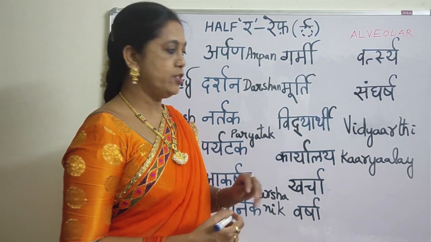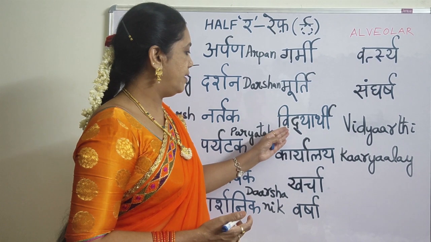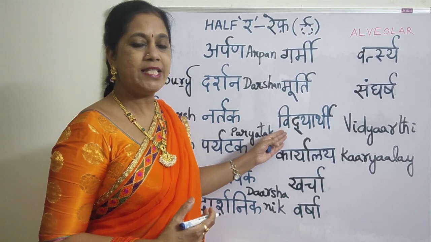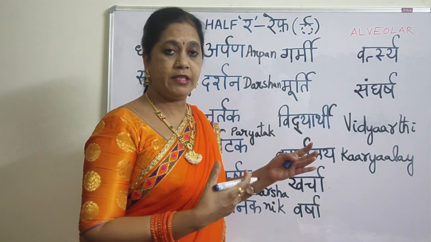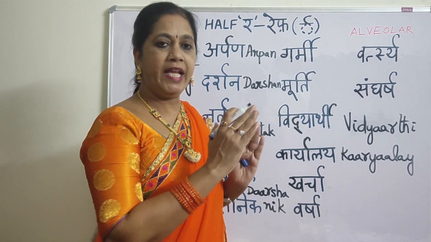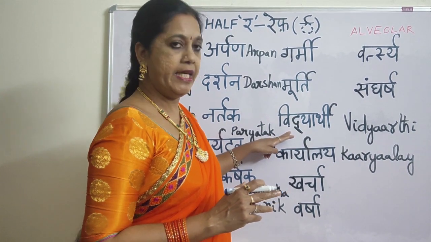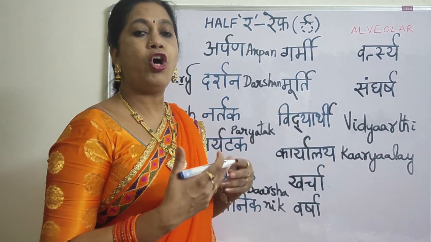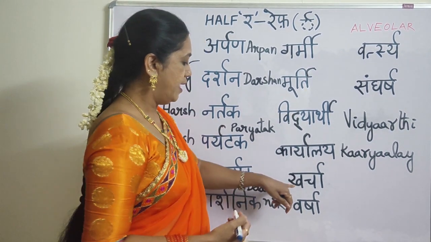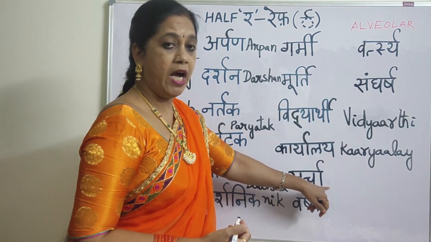Okay, karyale is office. I think I didn't tell the meaning for this. Vidyarthi is student. Okay, Vidyarthi for masculine gender we say, for male student we say Vidyarthi. Now Karyale is office. Okay, Karyale is office. The next one is Kha, Cha.